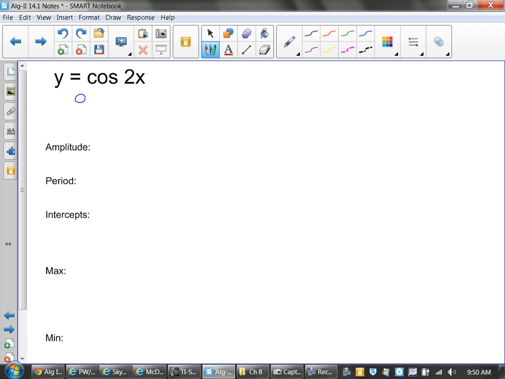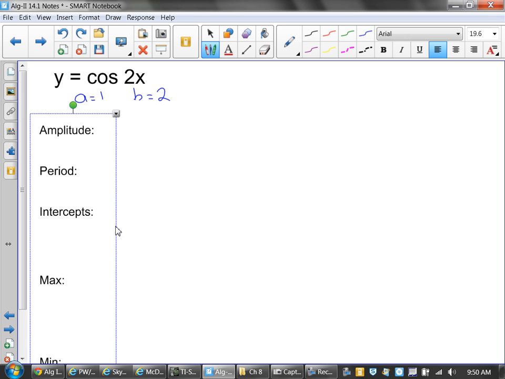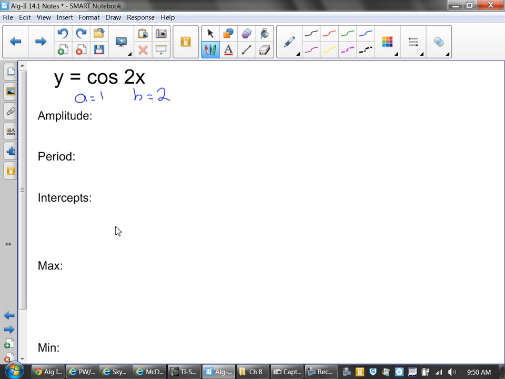My A value is 1. My B value is 2. So now that means I'm going to have some moving around from what we did last time. Our amplitude is going to be what? 1. Our amplitude is still equal to 1. Our period is going to be different. Our period is going to be 2 pi now divided by 2, which is pi.